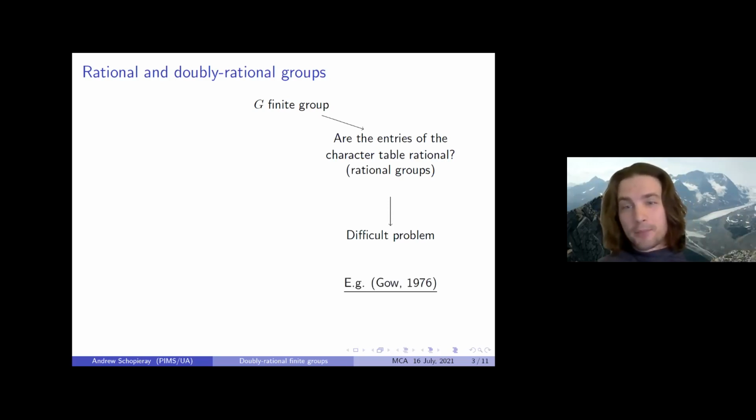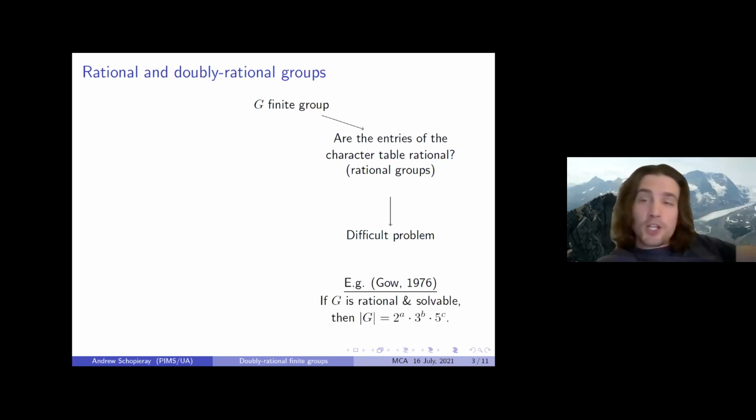So for example, a result from 76 states that if G is a rational group and it's solvable, then the only primes dividing the order of the group are 2, 3, and 5. So you've restricted yourself at least to a small number of primes dividing the order if the group that you start with is solvable. This restriction does not exist for non-solvable groups.